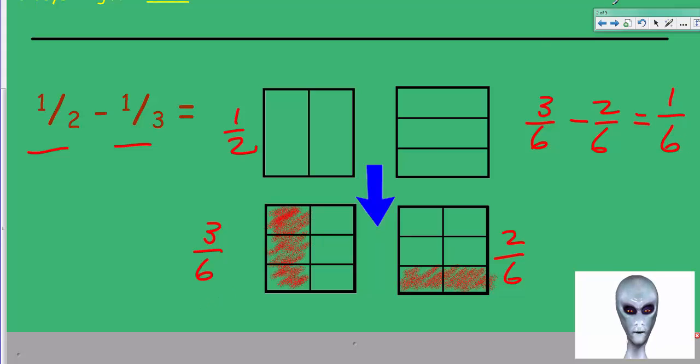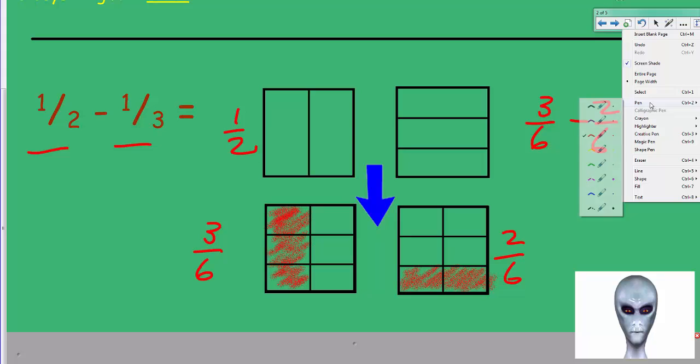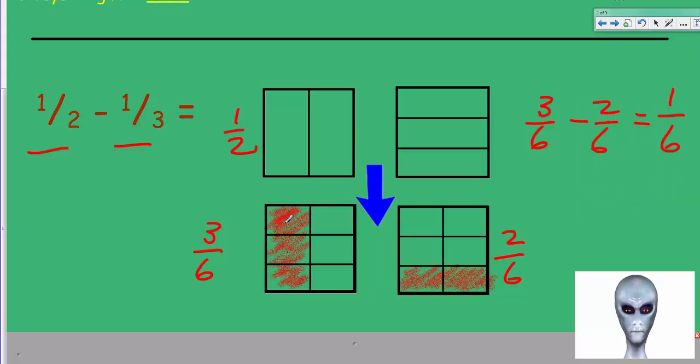Now let's show this using, let me get another color, like maybe blue. Because here's our 3/6, and you think about taking 2/6 away, so we're taking 2 of these away, so we could actually show it on our area model like that. See, now we're showing you that right here, this amount is 3/6 minus 2/6 equals our 1/6.